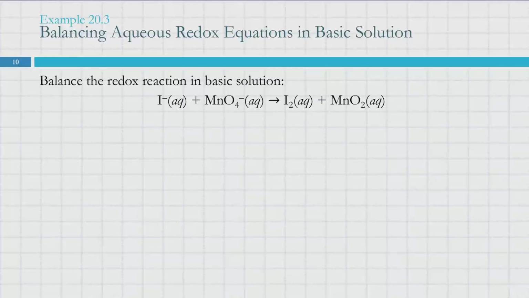So to start, step 1, assign oxidation numbers. I2 is in its normal natural state, so iodine gets a 0. That's the only one of those. We have a monatomic ion, iodide. It gets the same number as its charge. So I minus gets a -1.